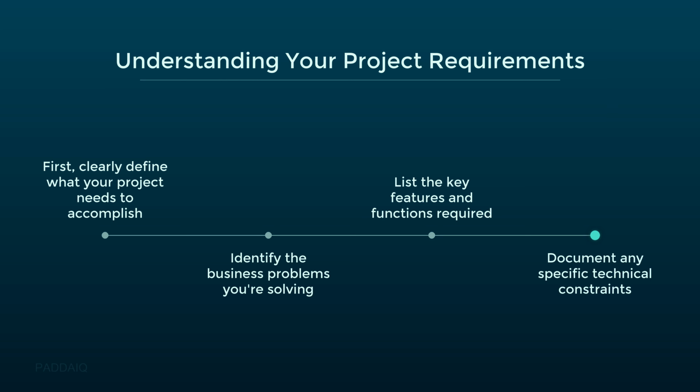Document any specific technical constraints. This means writing down all technology limits your project must follow, like software versions or security rules. For example, your company might require using only SAP HANA Cloud databases. Knowing these early prevents rework and ensures your solution fits within the required boundaries.